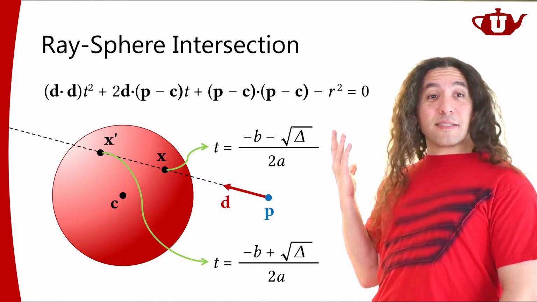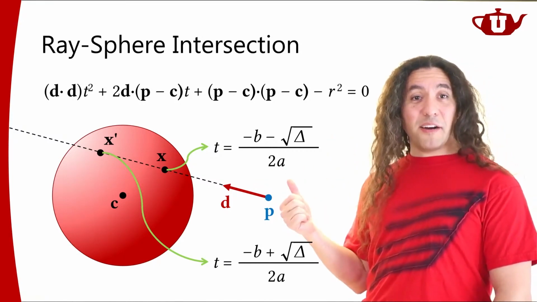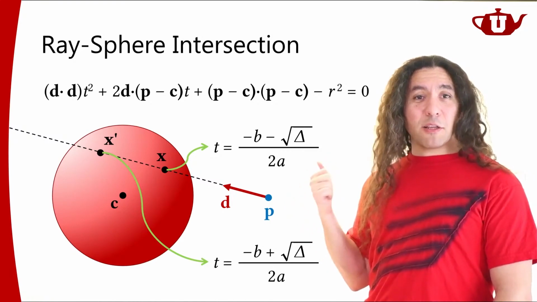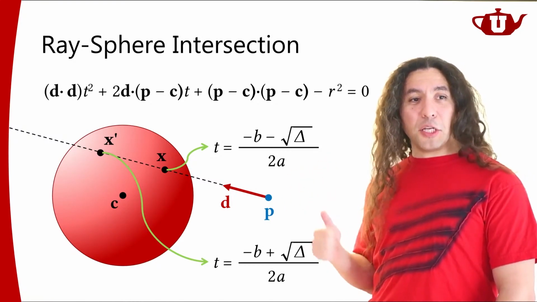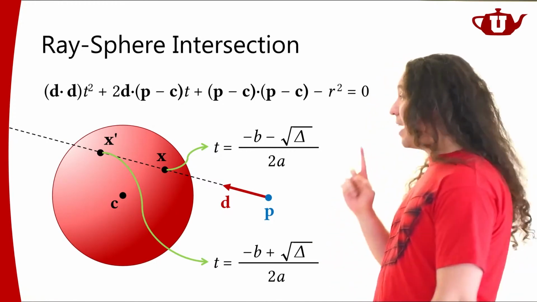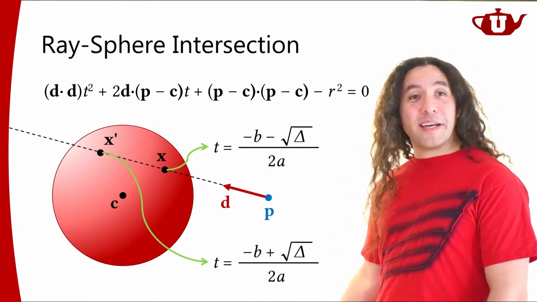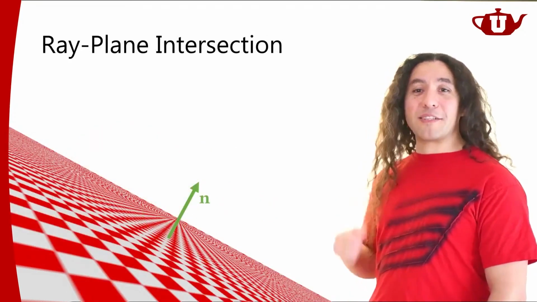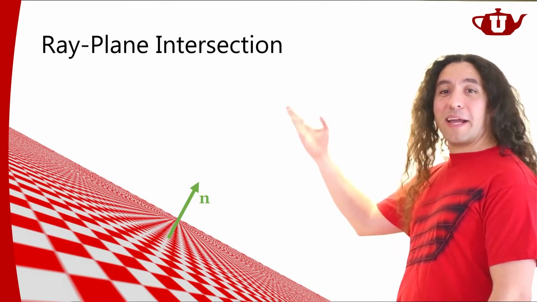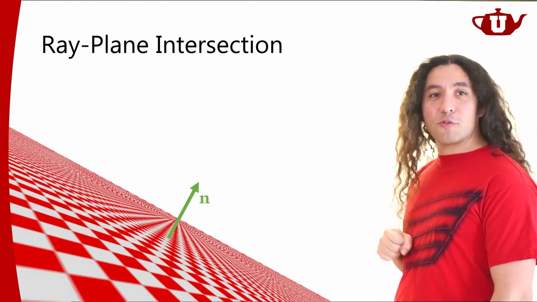All right, so this is ray sphere intersections. Simple enough, not too hard, right? Let's take a look at one more thing before we continue. Let's take a look at another implicit surface. That's going to be a simple implicit surface. It's going to be the ray plane intersection. So in this case, I have a plane that's defined by this normal.